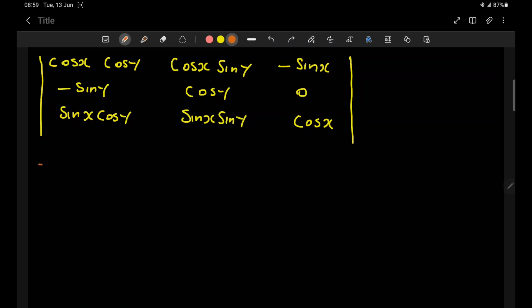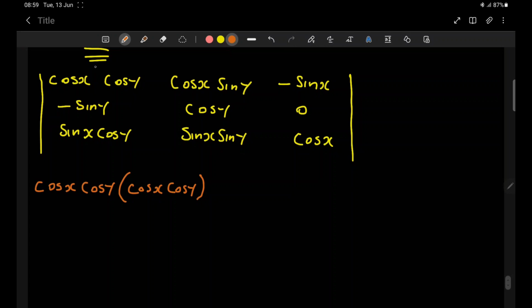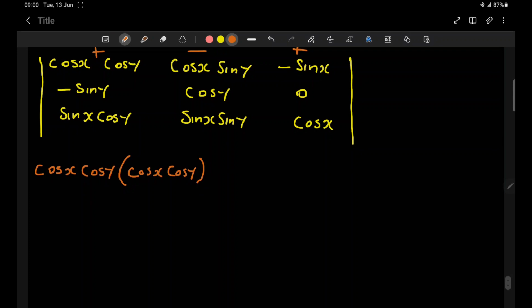So we'll have cos x cos y. We multiply this element with this element, so we have cos y by cos x, which is cos x cos y. Then sin x sin y multiplied with 0 is just 0, so we can just maintain it like that. Then remember the rule: this is positive, negative, positive.